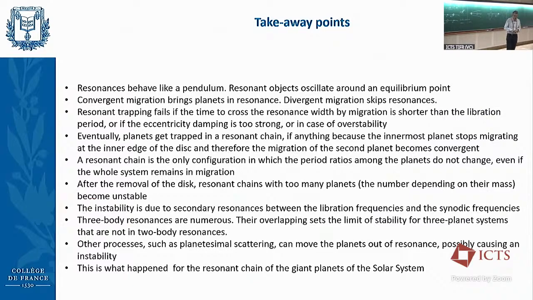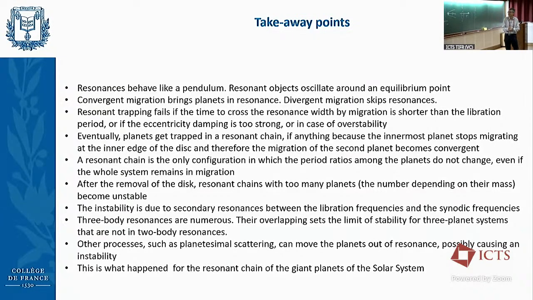So let's close here. These are my takeaway points. Resonances are periodic orbits, and they behave like a pendulum. So if you're not exactly in the resonance, you oscillate around the resonance, back and forth around this equilibrium point. Convergent migration brings the planets into resonance. Divergent migration skips resonances. Resonant trapping fails if migration is too fast, so the time to cross the resonance is shorter than the libration time, or if the eccentricity damping is too strong, or in case of overstability.